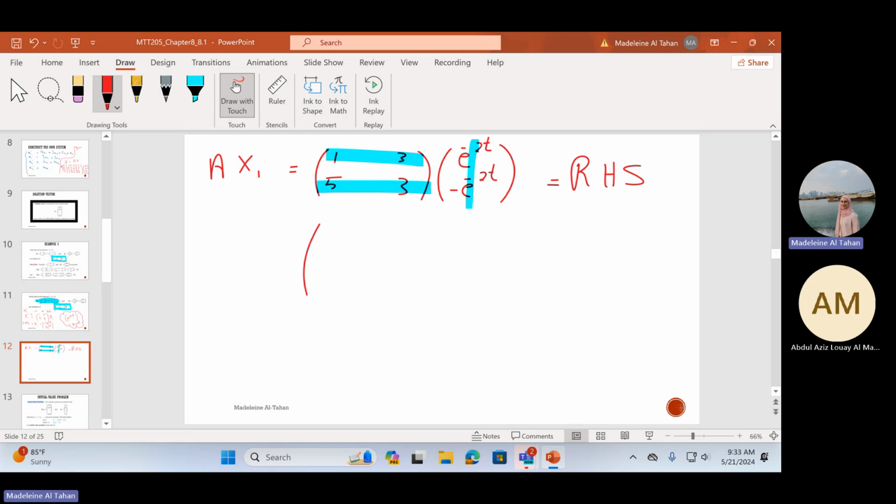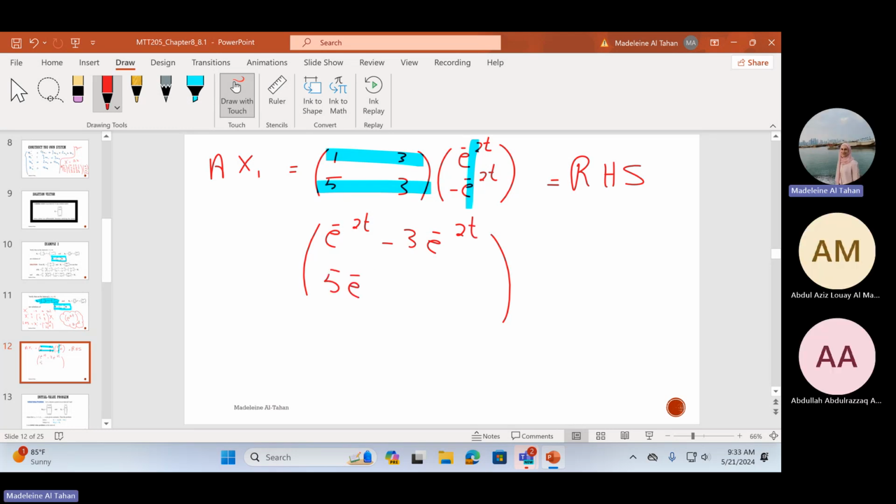Multiply them, what will we get? e^(-2t) minus 3 e^(-2t), and here we will get 5 e^(-2t). Which, what did we get?